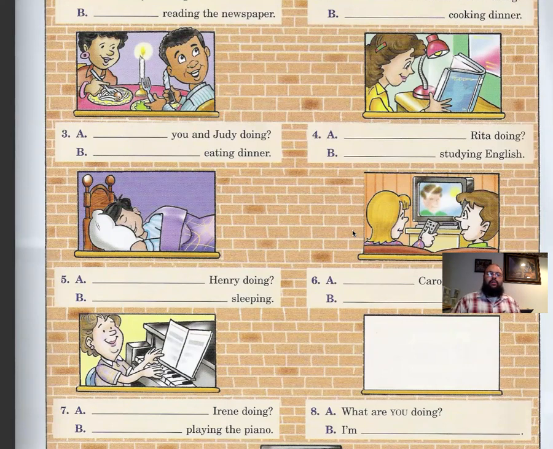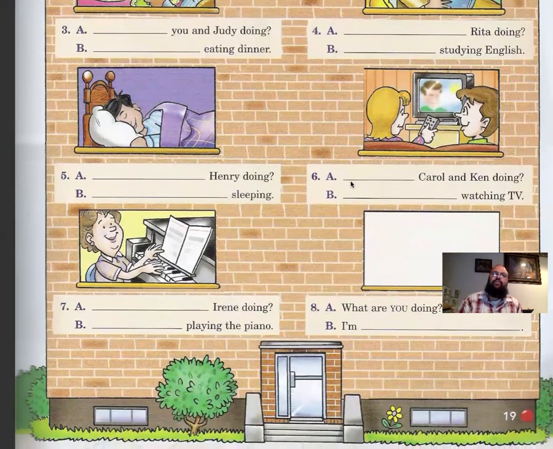Number four. Remember, only one person. We're talking about Rita. It's just one woman. So we say, what is Rita doing? The answer would be, she's studying English. Remember I said, mouth closed, studying. Number five, what is Henry doing? He's sleeping. Number six, what are Carol and Ken doing? They're watching TV. Number seven, it's only Irene, it's a woman, so what are you going to use? Correct. What's Irene doing? Or what is Irene doing?